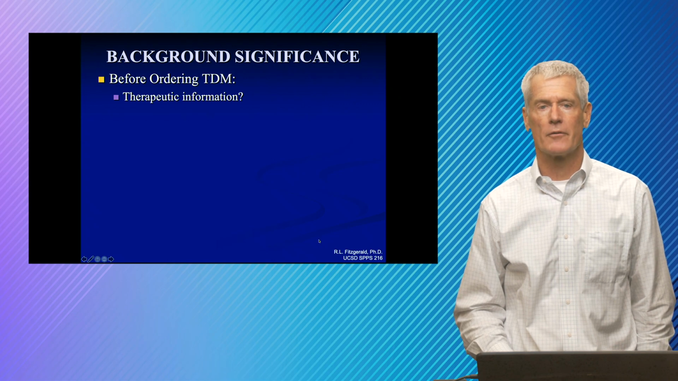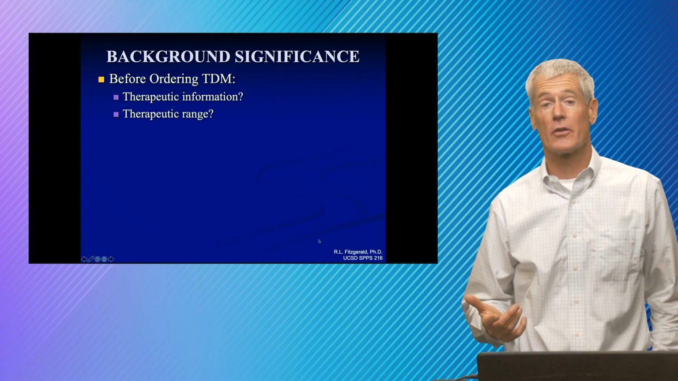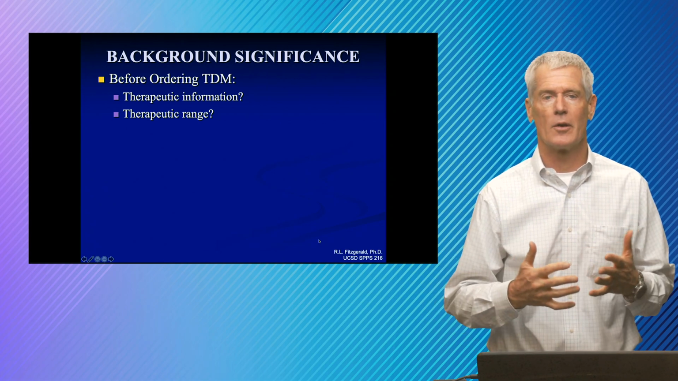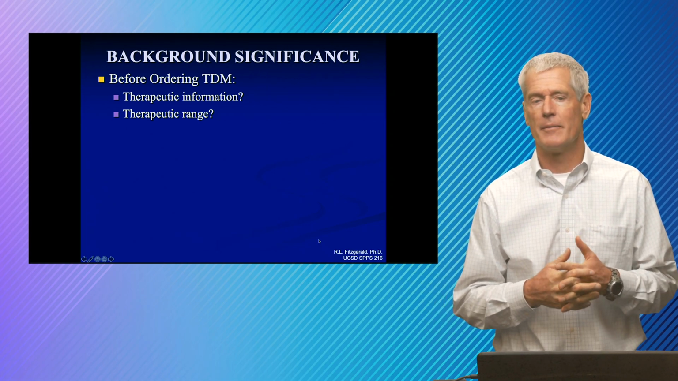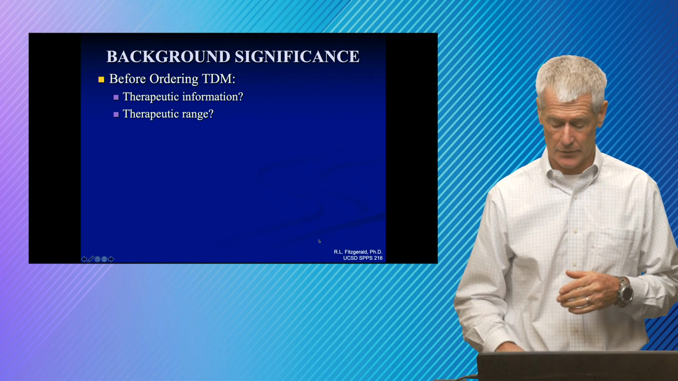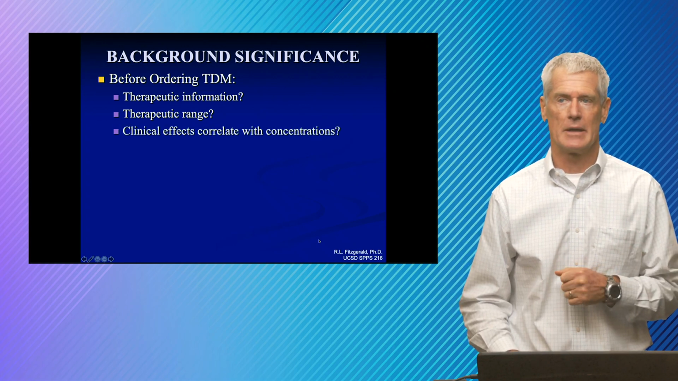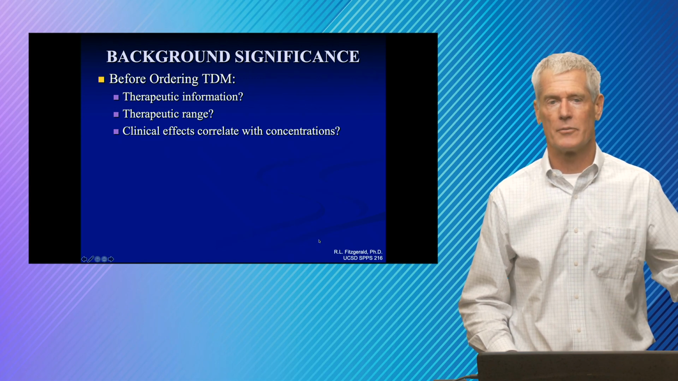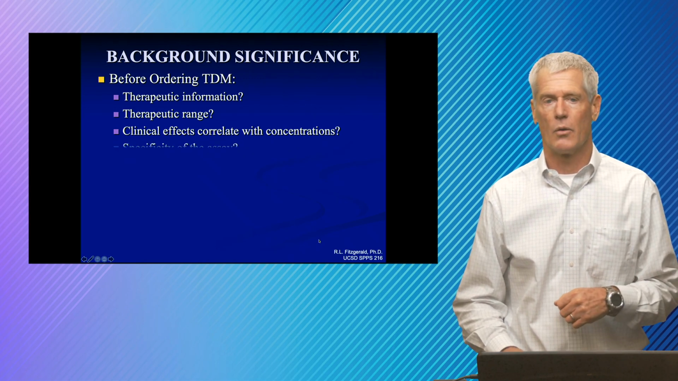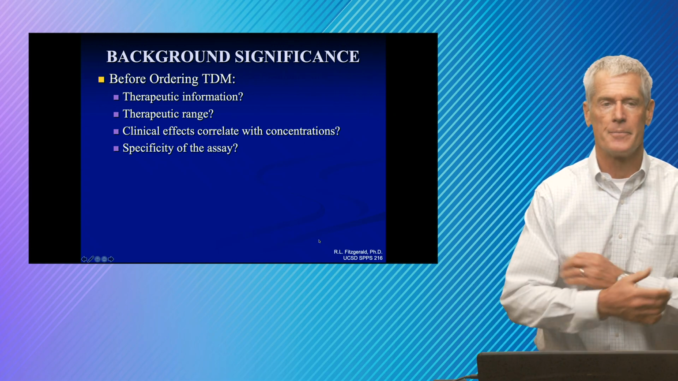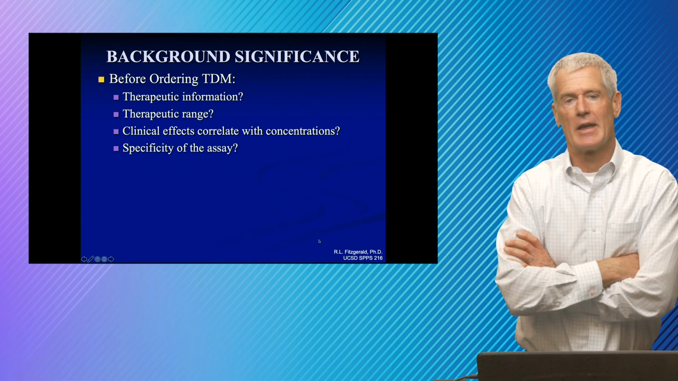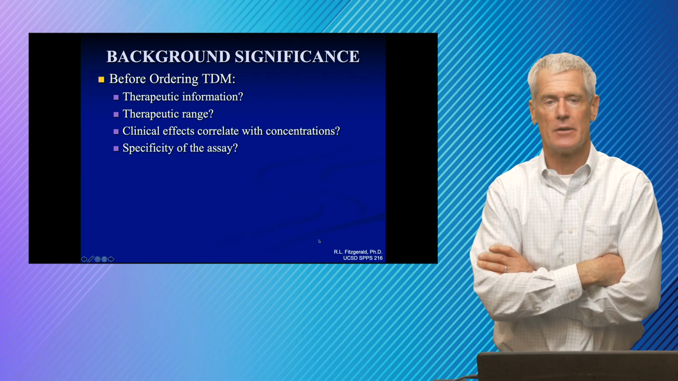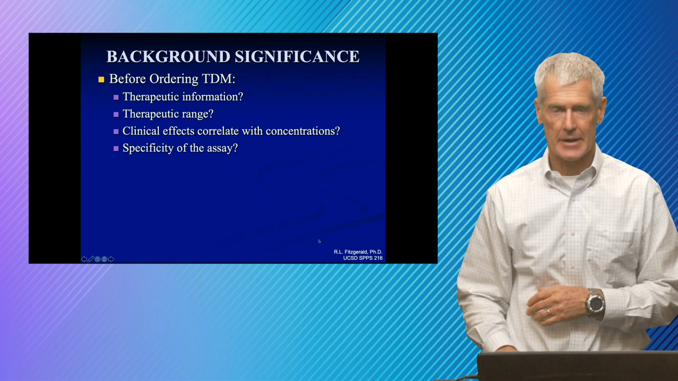So what kind of therapeutic information are you going to get? And is there a therapeutic range? If there is no accepted therapeutic range, it doesn't make very good sense to do TDM because, what does the concentration mean? Are there clinical effects that are correlating to your observations? And if so, TDM might be useful. Finally, specificity of the assay, and is the drug metabolized to active metabolites, and does the assay pick up the active metabolites?